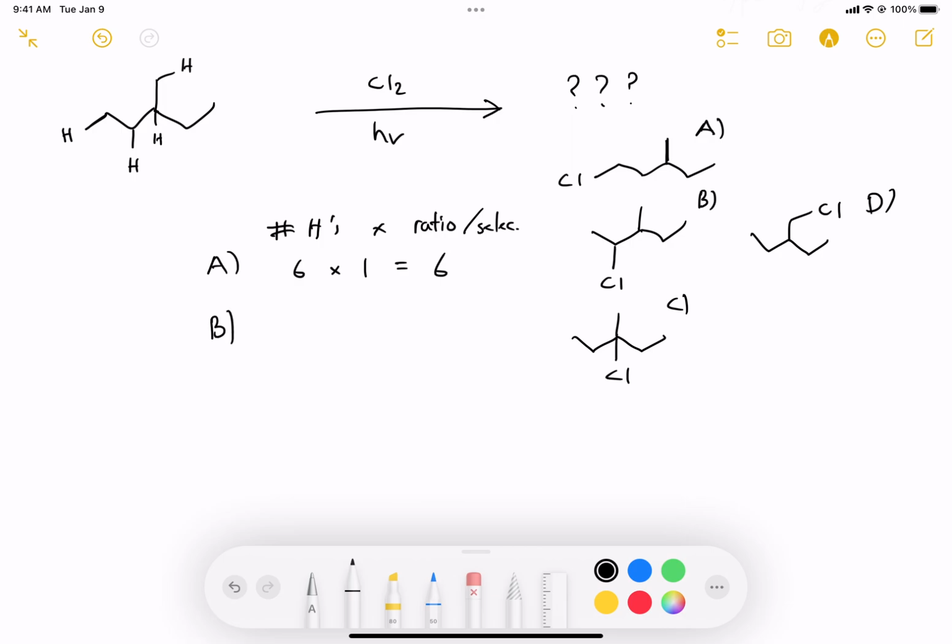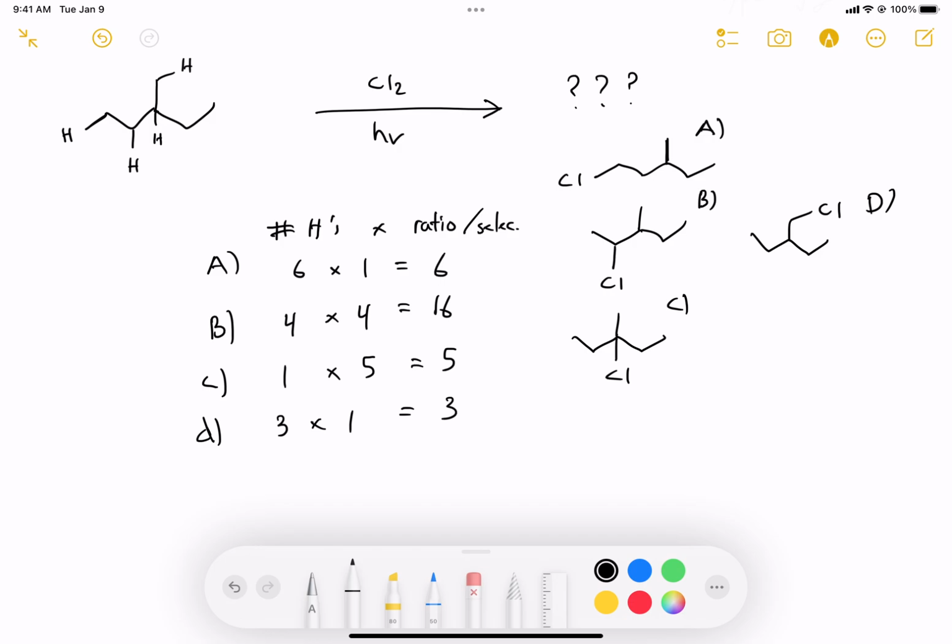All right, for product B now, we have 4 positions. So the number of H's is 4. And then the selectivity for secondary positions is 4. So the relative abundance is 16. Okay. Now let's go to the third product, letter C. So we have only one equivalent hydrogen times 5. And that gives us only 5. Now with D, we have 3 positions here. So 3, and as a primary times 1 equals 3.